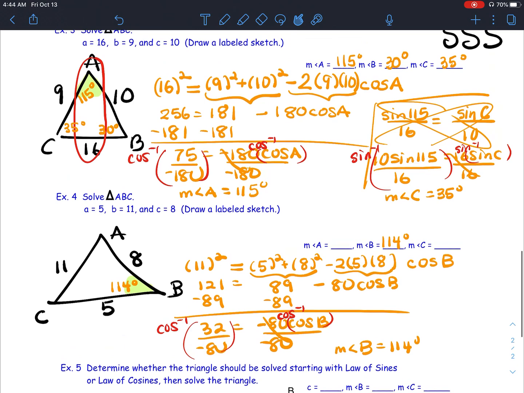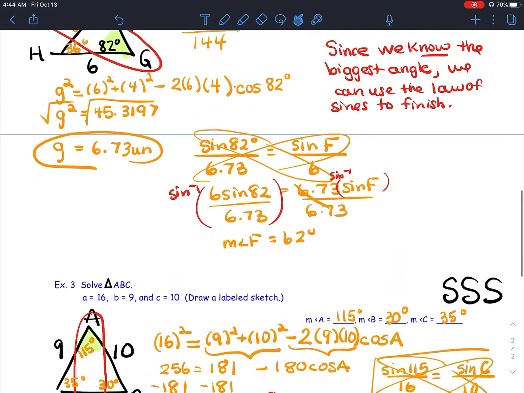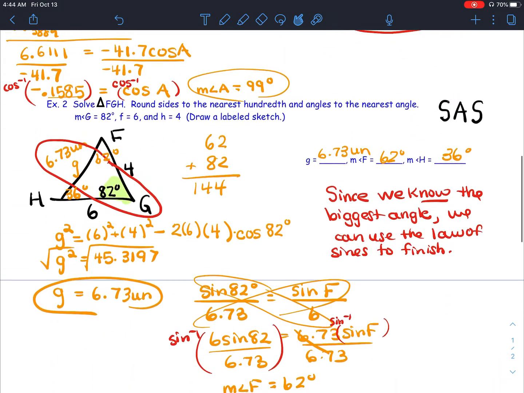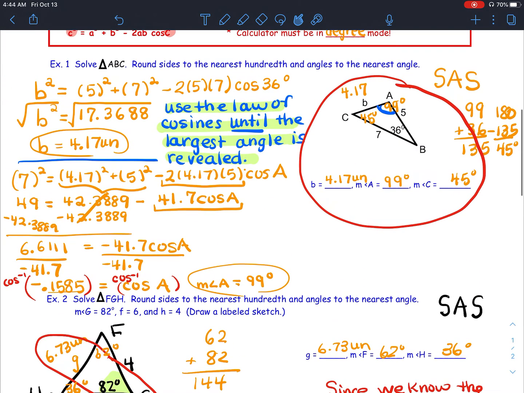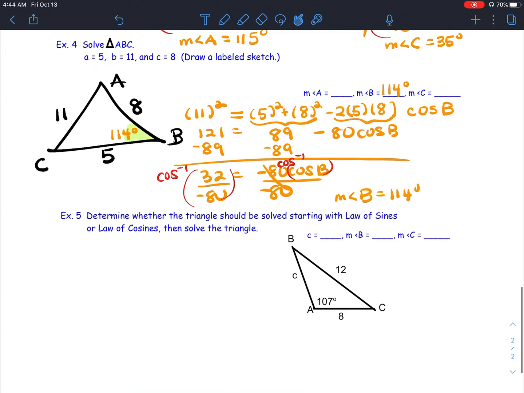Honestly, the problems where you might have to do the law of cosines twice in a row is really for these side angle side. And it happened on this first problem we did, because we are forced to find the side opposite the angle you're given, and that might not be the biggest angle, but that's where you have to start. And then you might have to do the law of cosines a second time in a row to then find the biggest angle. But with the side, side, side problems, which is what this problem was, you can just right away find the biggest angle and you're fine.